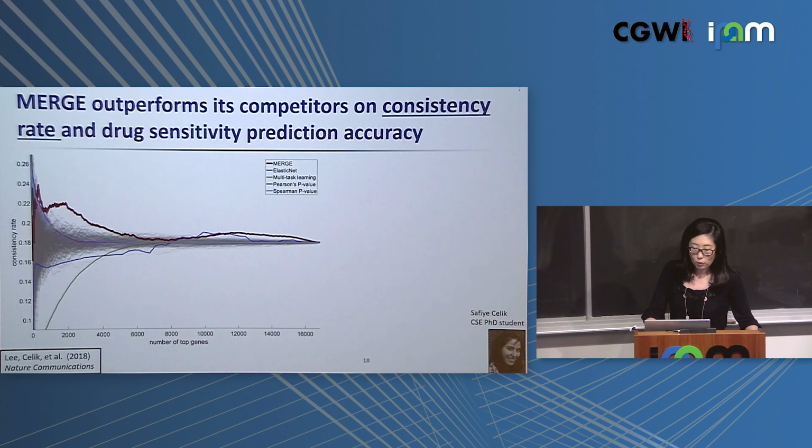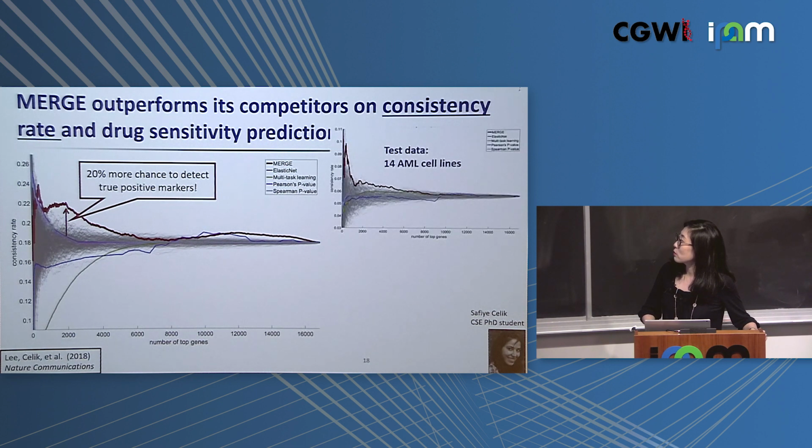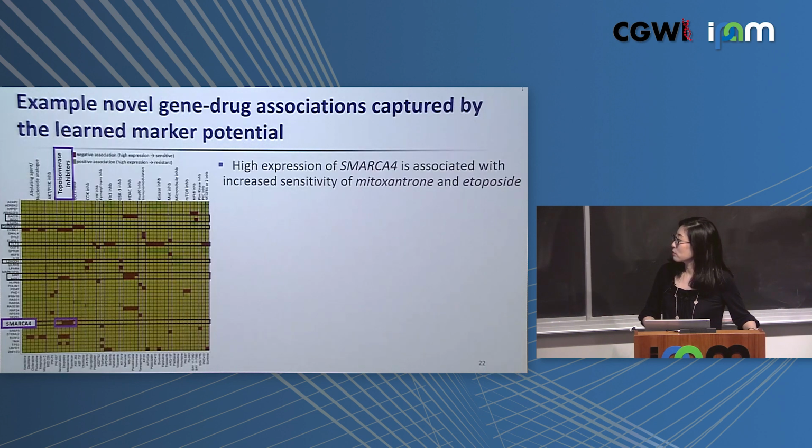Okay, so the result was that it outperformed its competitors. We compared with some simple approaches and some more sophisticated approaches, including one that won the DREAM competition for drug sensitivity, and then measured the consistency rate, which you just saw, and we showed that MERGE does better than other methods. We considered three test data sets, and we used a number of other evaluation metrics such as prediction rate and so on. You can see this in our paper if you are interested in the results.